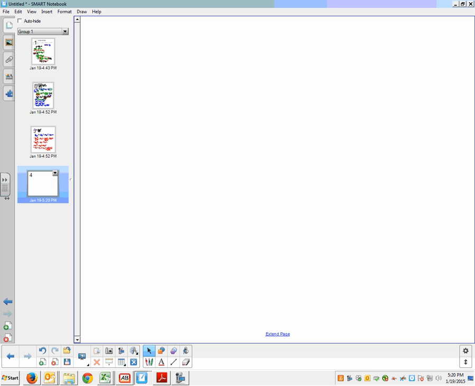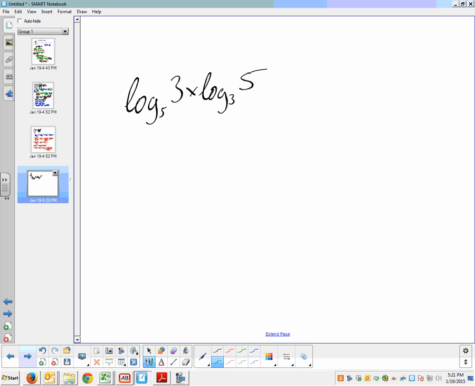Hopefully this is straightforward. Probably be a good idea for you to have a look at one of the examples before you come to class. So the example in your textbook is log base 5 of 3 times log base 3 of 5. Actually, they've written it the other way around. Doesn't matter, obviously. Log base 5 of 3 and log base 3 of 5.